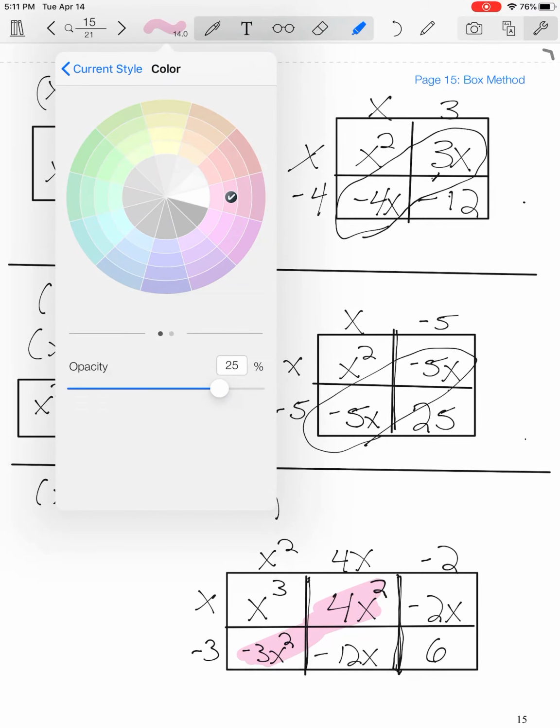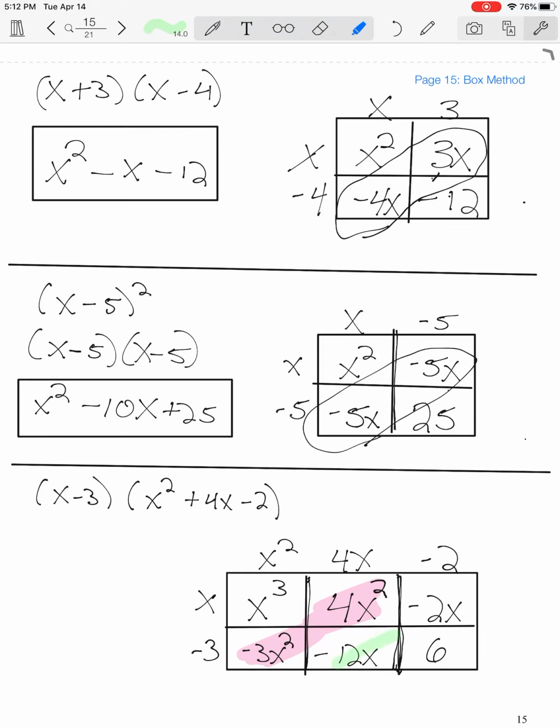And what I can do is highlight in another color. There is my other like term. Now, when I combine them, I'm left with x to the 3rd. I can write it here. Then I have negative 3x squared plus 4x squared gives me a 1x squared positive. Then I have negative 12x and negative 2x is a negative 14x. And then I have my positive 6.